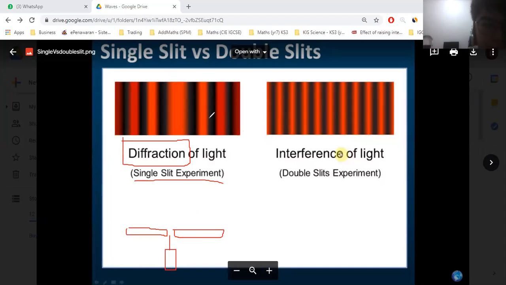A single slit is actually diffraction only. And you see, the middle bright fringe is very thick, because most of the light is focused on the center. You have the slit, light passes through, and most of the light focuses on the center. That's why the center gets a thicker fringe. The distances are not the same as each other; it's all different. That is diffraction. This is to study the diffraction of light.